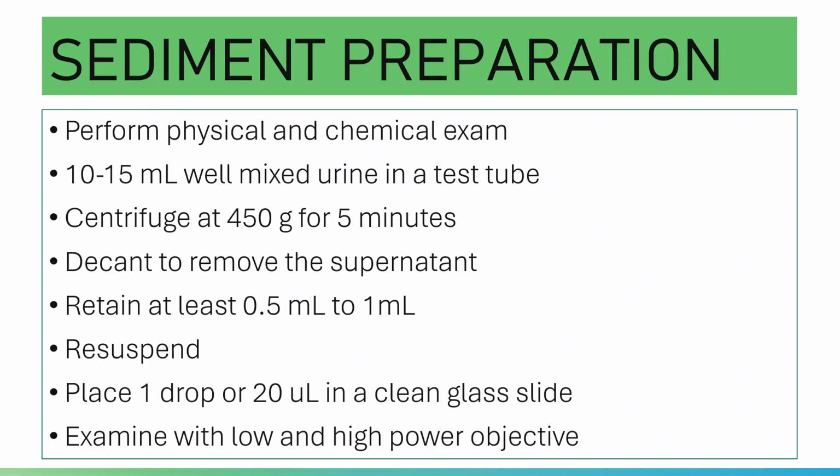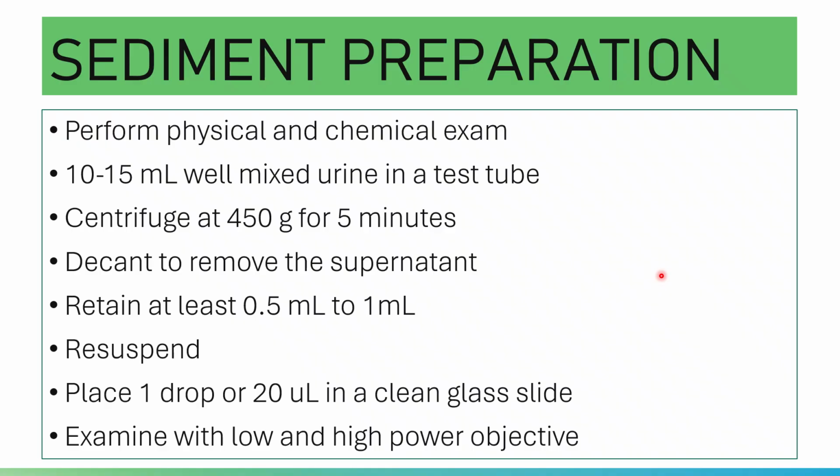You mix the urine first before you perform the physical exam and the chemical exam with the dipstick, and before you transfer an aliquot of 12 ml into a test tube. Then you centrifuge at 450 G for 5 minutes, or 400 RCF for 5 minutes.